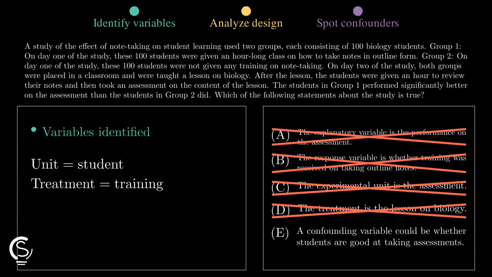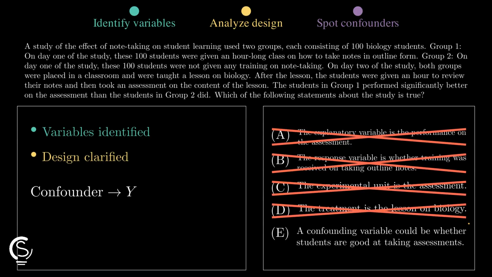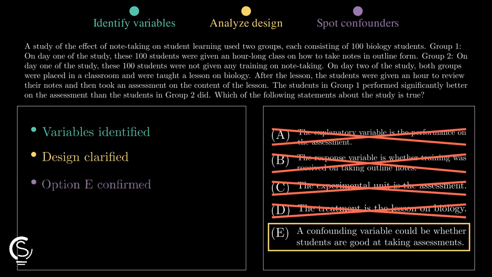A confounding variable is an outside factor that affects the response. Since prior test-taking ability influences scores, it acts as a valid potential confounder. Option E is the correct answer.